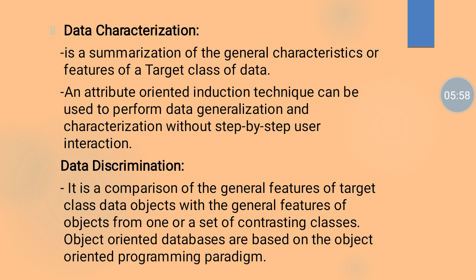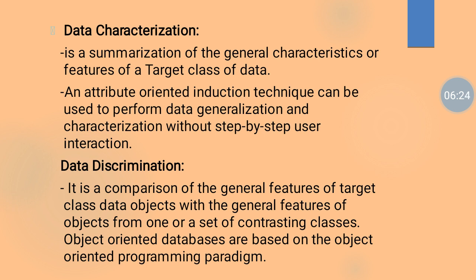Data discrimination is otherwise called the contrasting class. We already studied this in the previous slide. Data discrimination is a comparison of the general features of one target class or a set of target classes, and also the general features of objects from one or a set of contrasting classes.